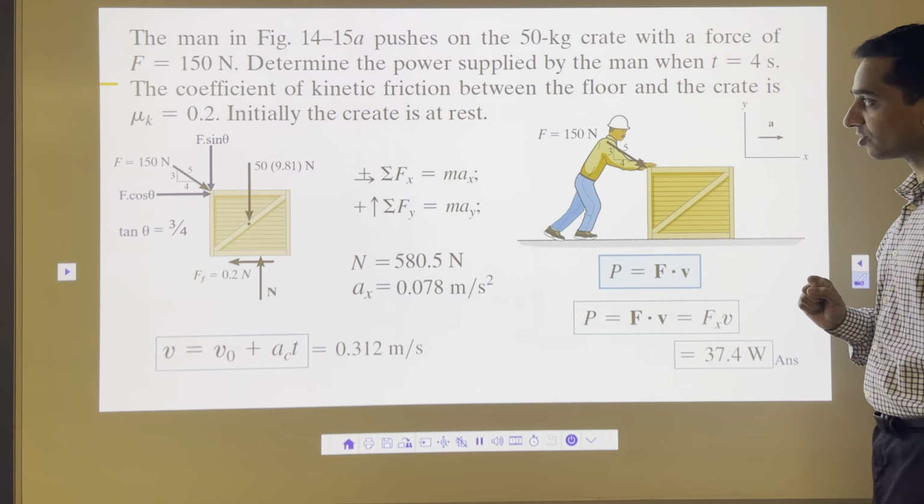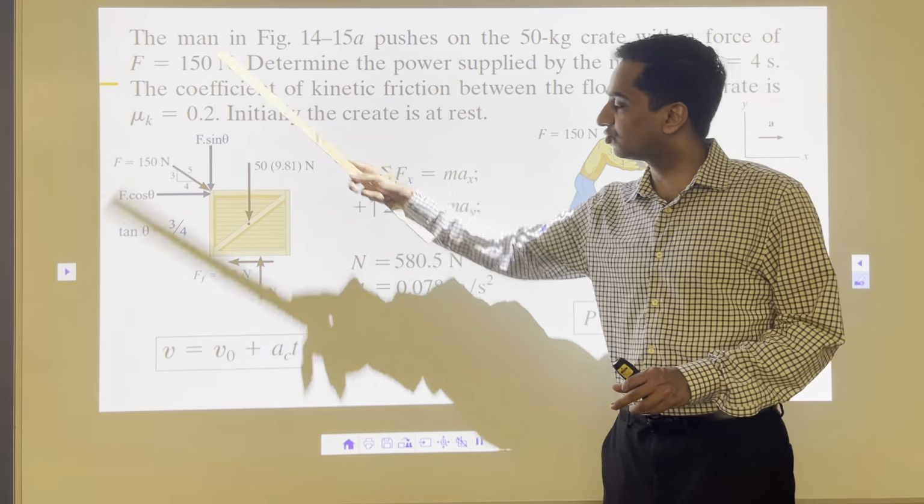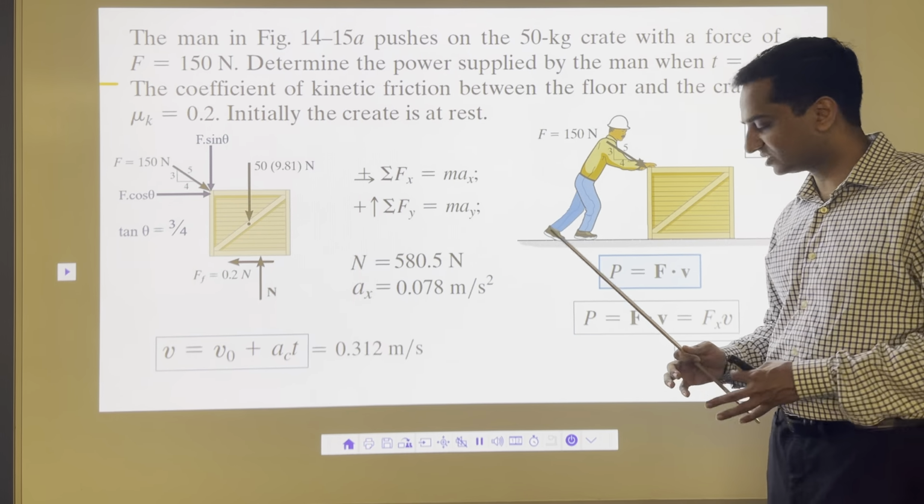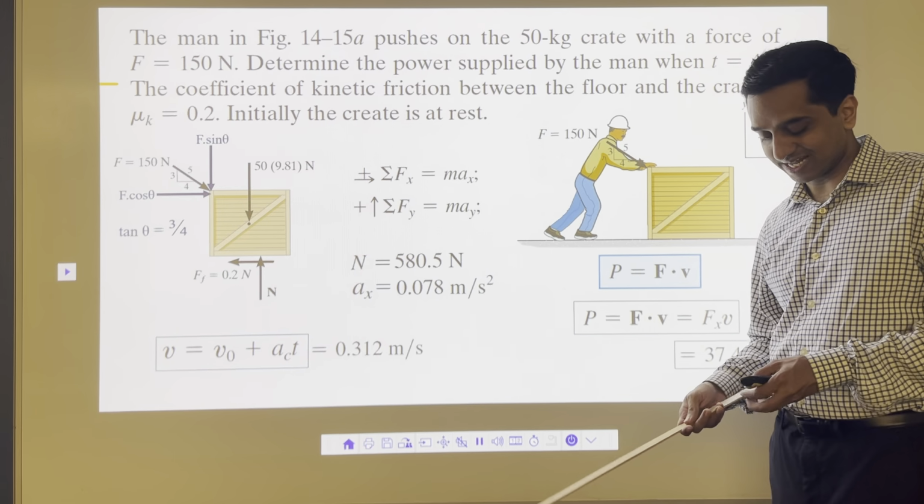This is a solved problem from the book. If you want, you can practice this problem by changing the angle, changing this force, or changing the weight of this one, and then you can see how much the power goes up or down. You can practice that way.